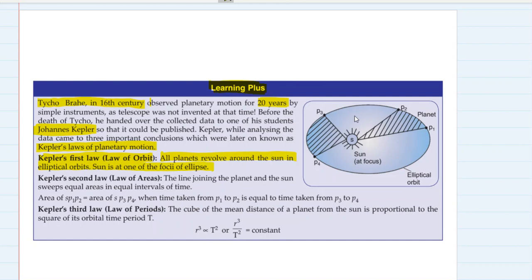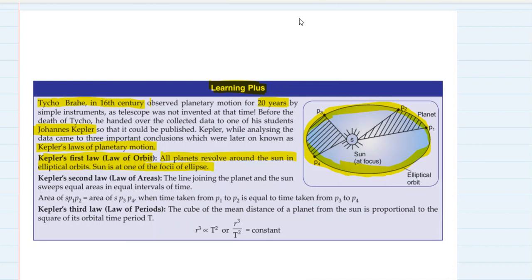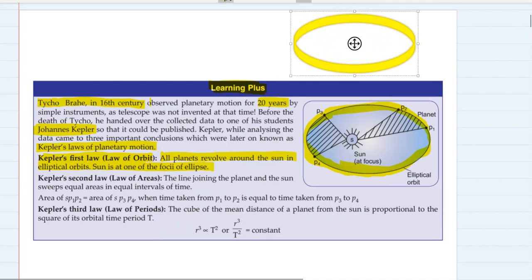As you see over here, this oval or oblong shape is known as an ellipse. In mathematics, this shape is known as an ellipse. And every ellipse has two centers, which are known as its focus or foci.